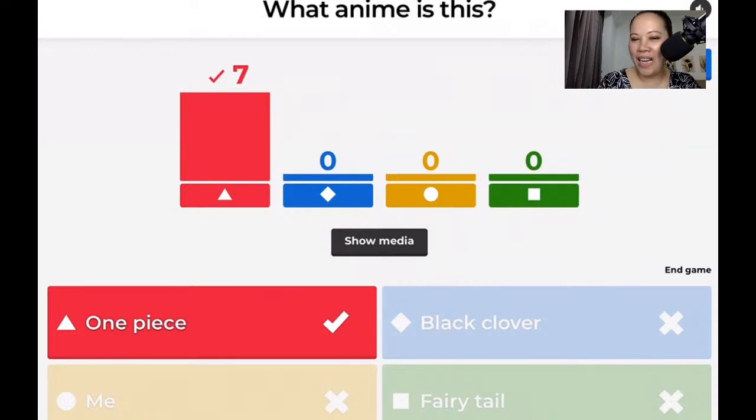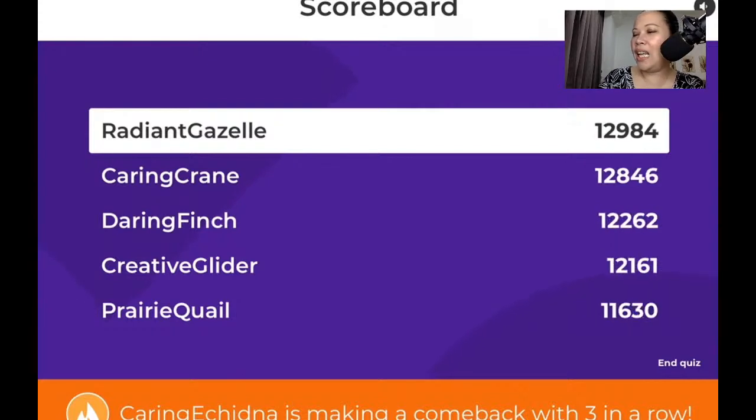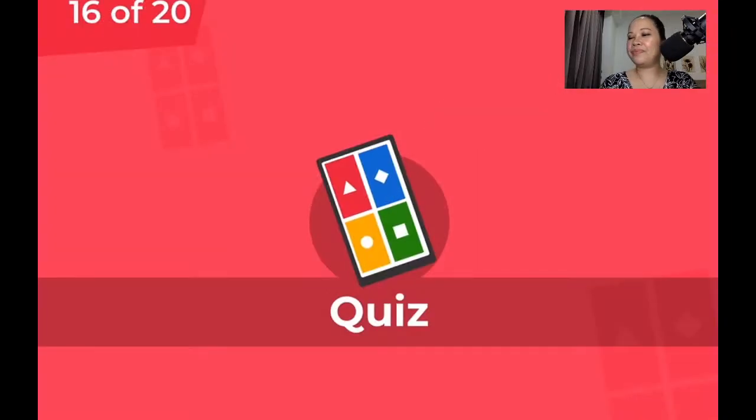One Piece, that's correct. One Piece is the longest, I guess. That's the longest anime ever. Okay, many episodes. That's correct. Let's see who is on the lead. On the scoreboard, we have Radiant Gazelle still on the lead, while carrying Echidna. Well done, you are on fire, making a comeback with 3 in a row. Well done, well done. One Piece, yes, One Piece. Well done, let's proceed.